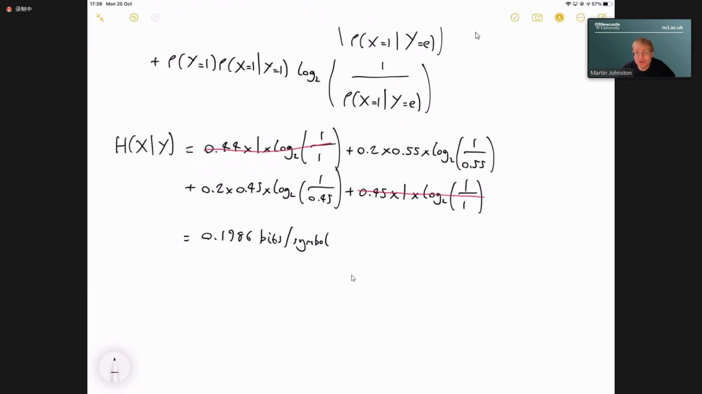Now, just for completeness, we calculated the entropy of Y. We can also calculate the conditional entropy of Y given we transmitted X. So this is just the other way around. And as I said, this is just to demonstrate the symmetry of mutual information. So we can calculate H of Y given X with a very similar equation.